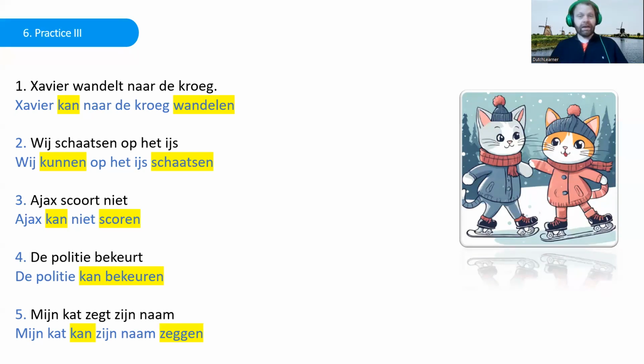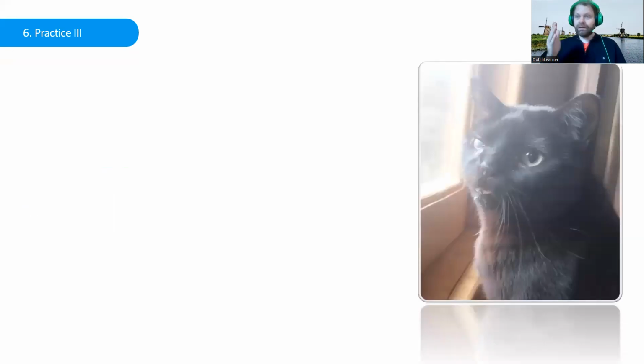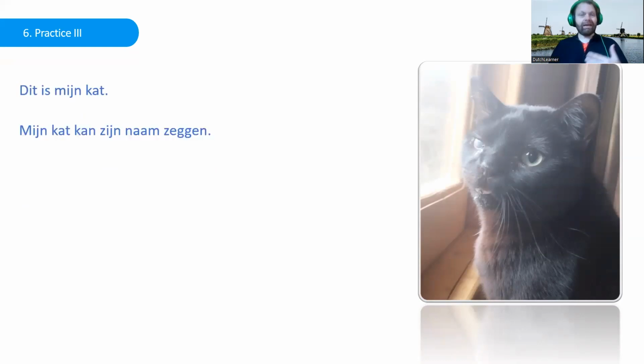It's actually true. It's my cat. Het is waar. Het is mijn kat. Ik laat het zien. I'll prove it. Dit is mijn kat. This is my cat. Mijn kat kan zijn naam zeggen. My cat can say his name. Mijn kat, zijn naam is Miauw. My cat, his name is Miauw.